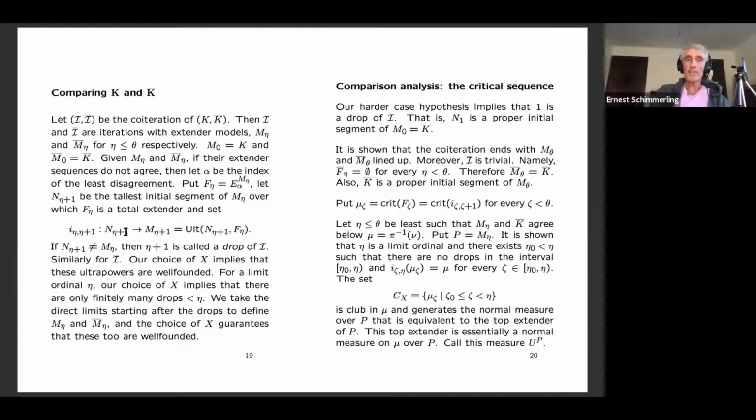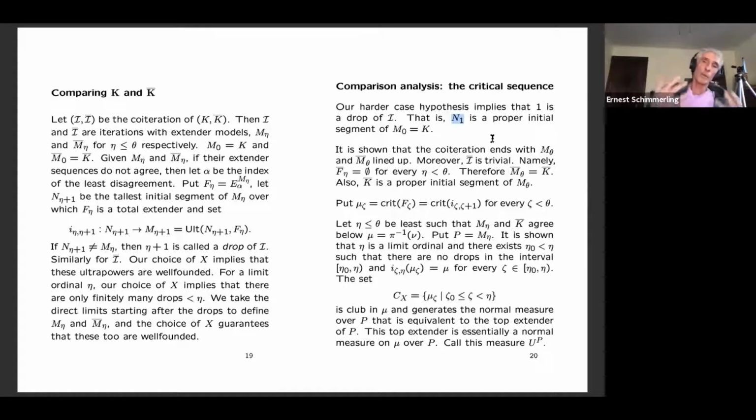So N eta plus 1 is the level of M eta that you drop to. So N eta plus 1 is an initial segment of M eta, and it's a drop if they're not equal. So the indexing is a little funny. We have this eta plus 1 in the domain of I, of the iteration map, but that's an initial segment of the eta-th model. Okay, so saying that you drop at the first stage is saying that the N1, the first model you're taking the ultra power of, is actually a proper initial segment of M0, which is K.